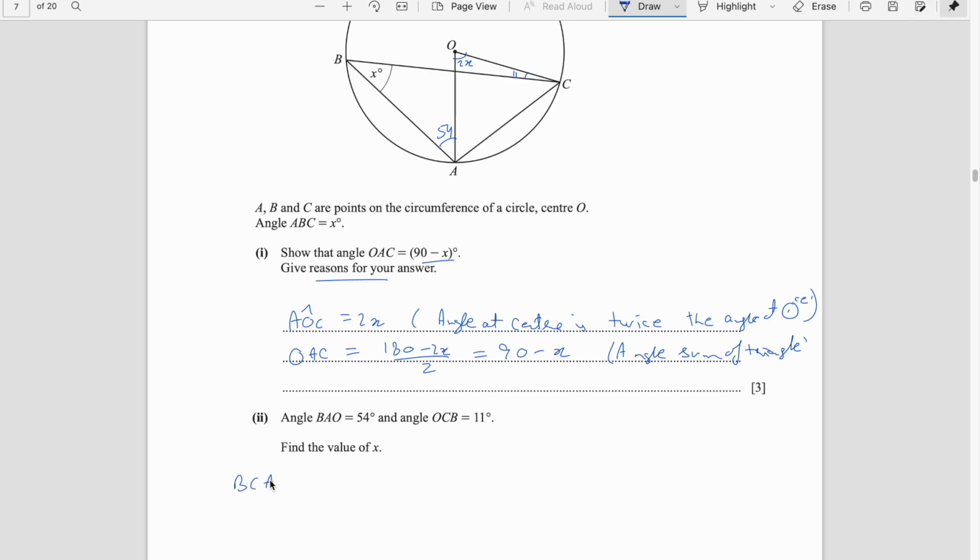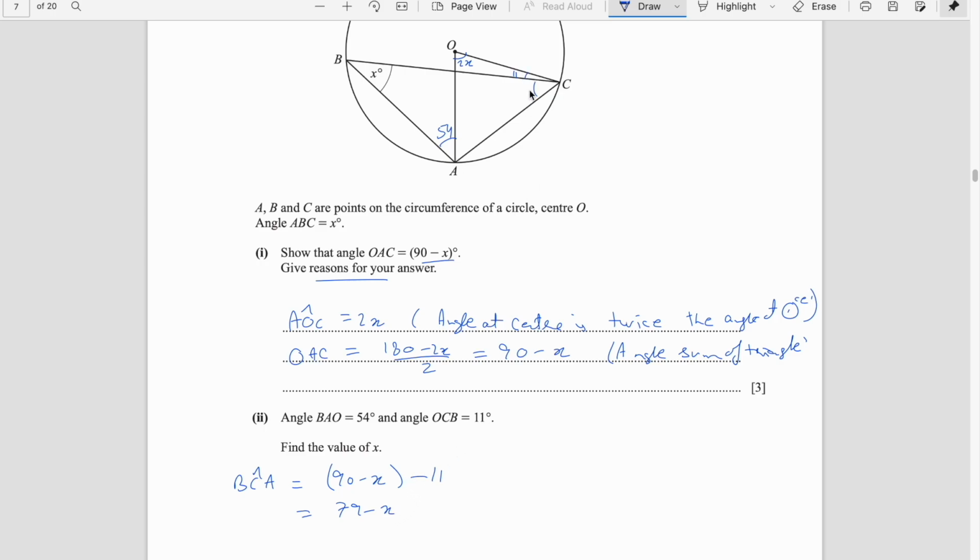So BCA is 90 minus x minus 11. BCA is already 90 minus x. This complete was 90 minus x minus 11. So I have this angle right here, which simplifies to 79 minus x.